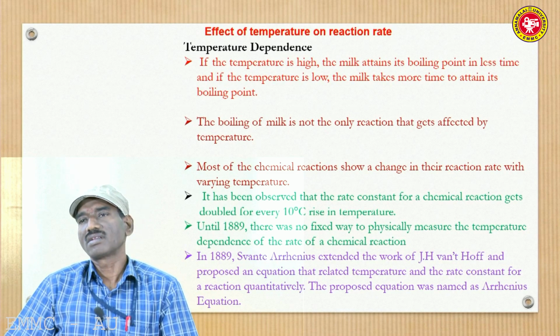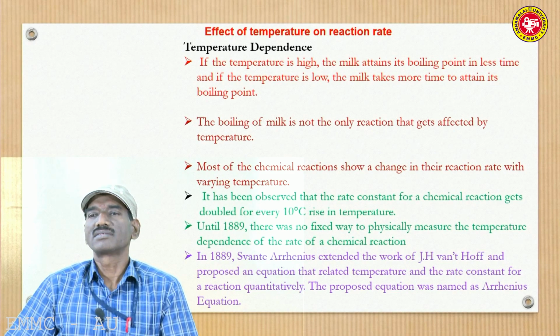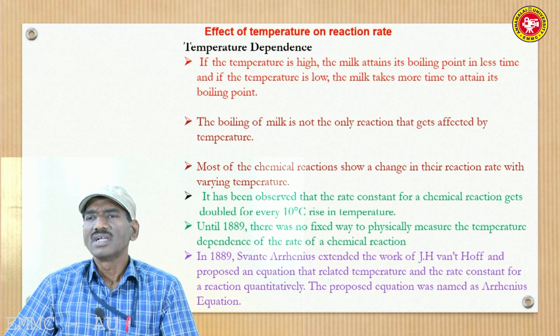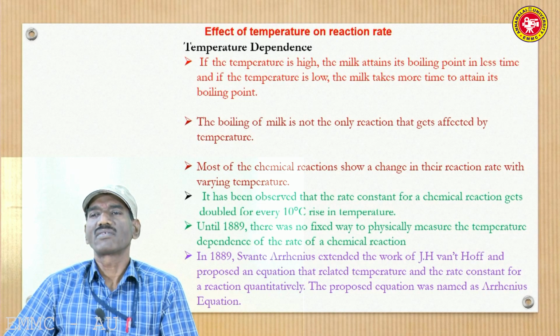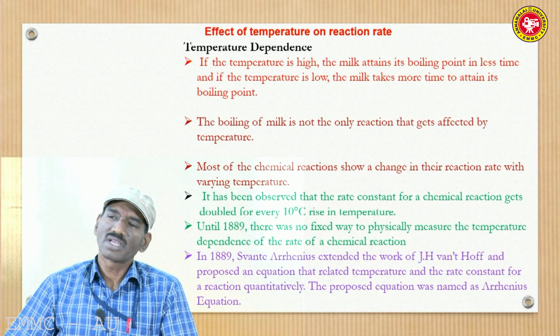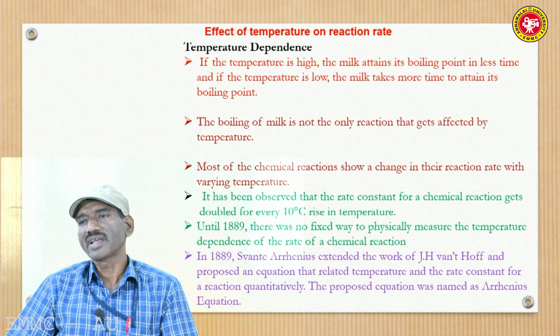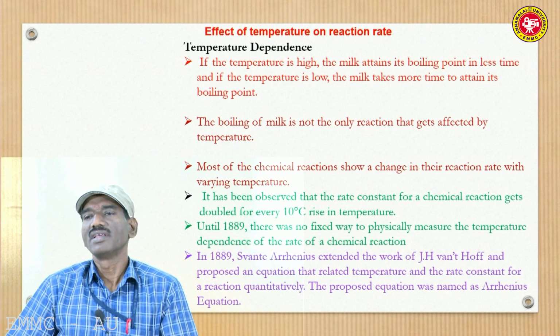Effect of temperature on reaction rate. First one is temperature dependence. If the temperature is high, the milk attains its boiling point in less time, and if the temperature is low, the milk takes more time to attain its boiling point. Normally, the boiling of milk is not the only process affected by temperature. Most chemical reactions show a change in reaction rate with varying temperature. It has been observed that the rate constant for a chemical reaction gets doubled for every 10-degree rise in temperature.